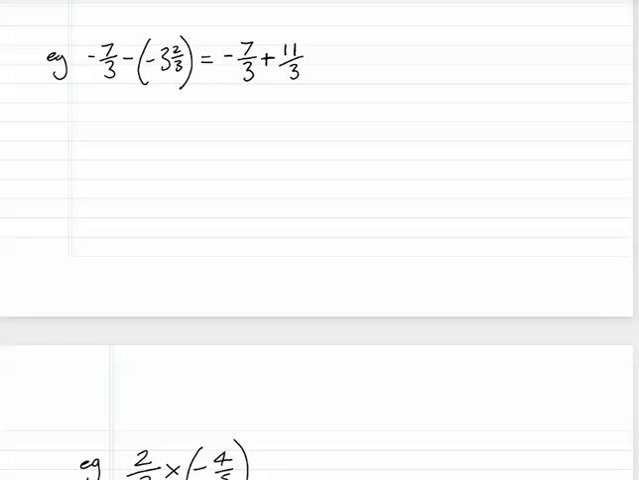Now, if you're feeling confused when you've got a negative and then a positive, you are allowed to switch them around as long as their signs stay with the correct number or fraction. So if I wanted, I could write this as 11 over 3 minus 7 over 3. And 11 minus 7 is 4 over 3. And 4 over 3 is written as a mixed number as 1 and 1/3.